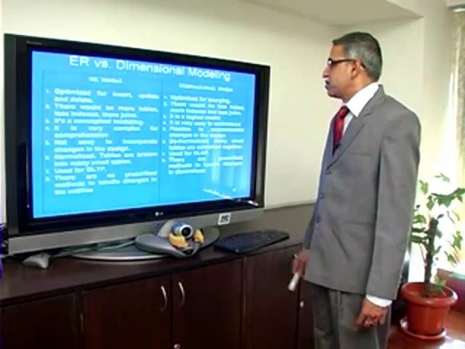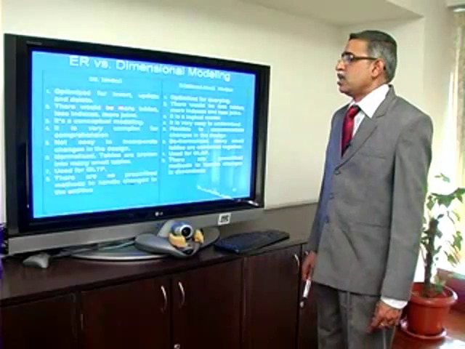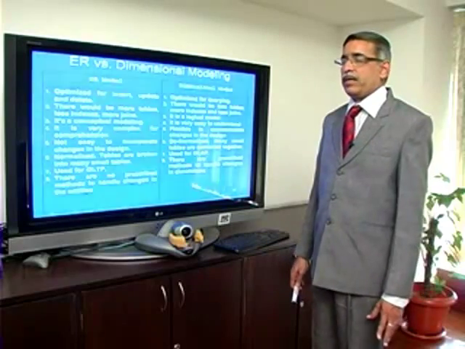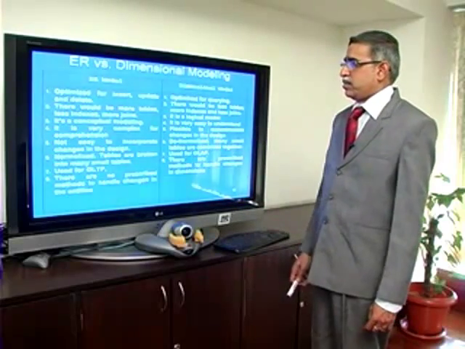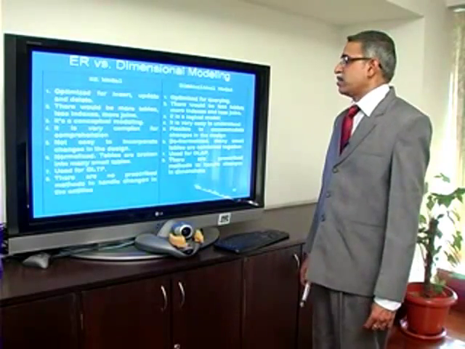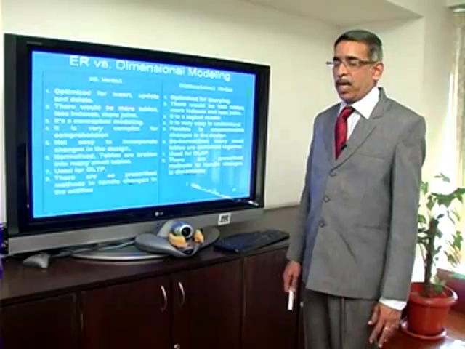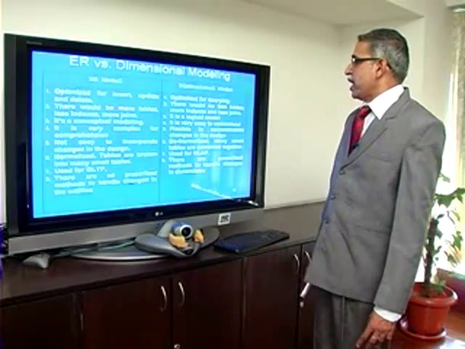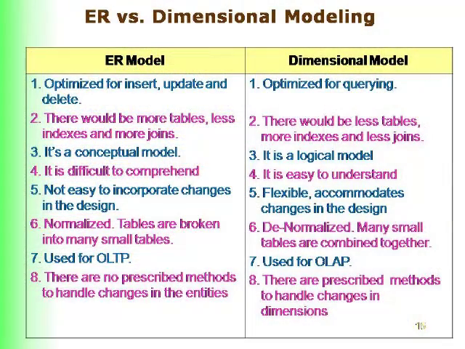ER model is a conceptual model, whereas dimensional model can be considered as a logical model. ER model is very complex for comprehension. That means it is very difficult to understand the problem and then construct the model, whereas dimensional model is very easy to understand. In the case of ER model, it is not easy to incorporate changes in the design, that means flexibility is not very good in the case of ER model for changes in the design. But in the case of dimensional model, we can accommodate changes in the design. That means flexibility is very good in the dimensional model.